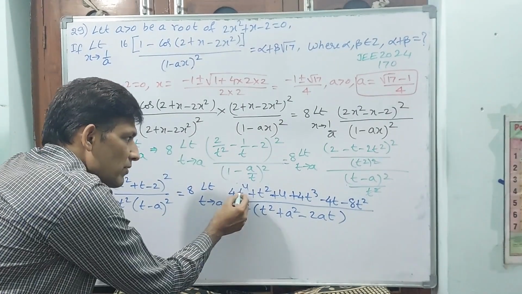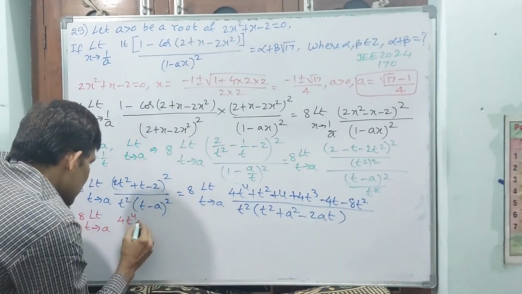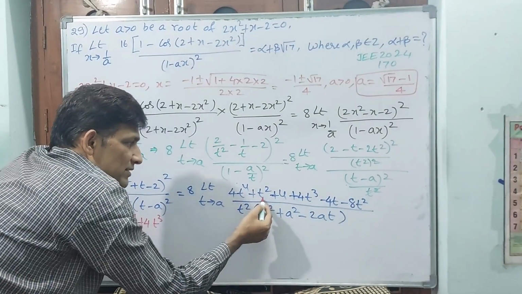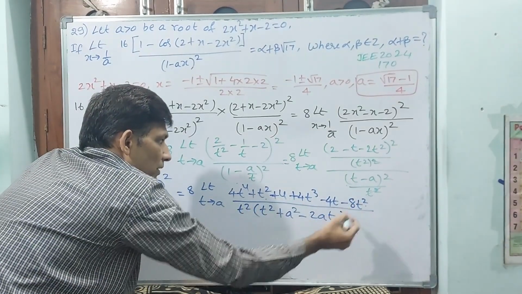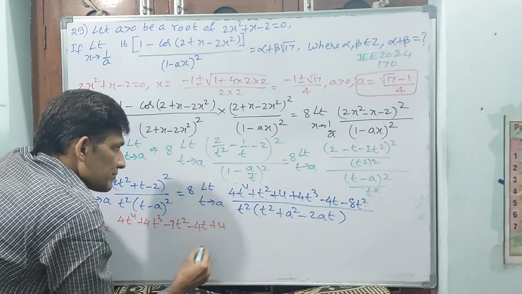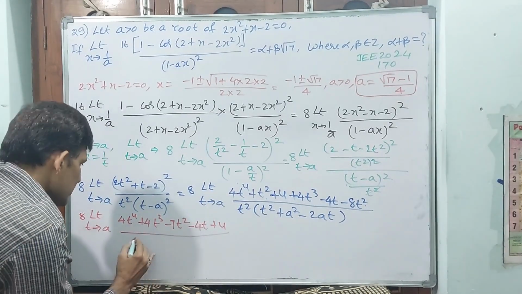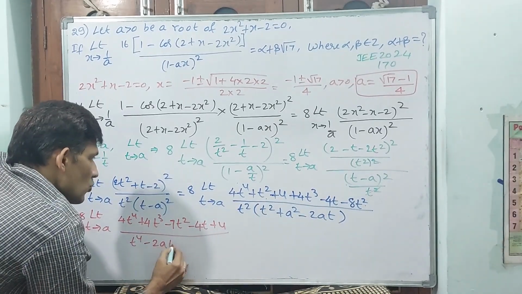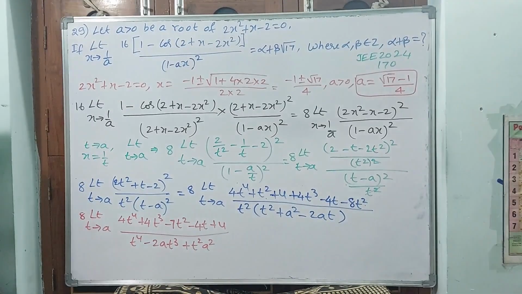Okay, see, 4 to the power t to the power of 4 is only one term. Okay, 4t to the power of 4. T cube is also one term, plus 4t cube. T square you see, minus 8 plus 1 minus 7, minus 7t square. Okay, these two over. T minus 4t plus 4. Okay, divided by t square you send inside, t to the power of 4 and 2 minus 2at cube minus 2at cube plus t square a square. Okay, and now you stop.